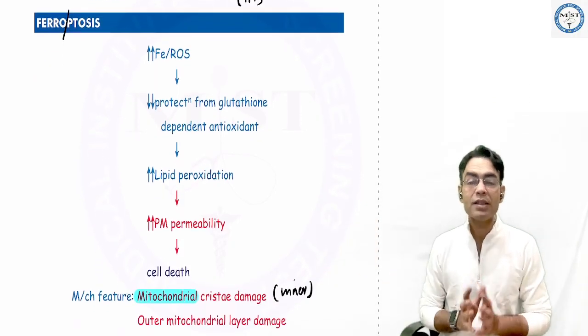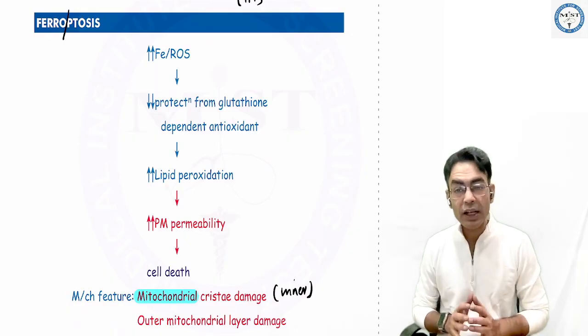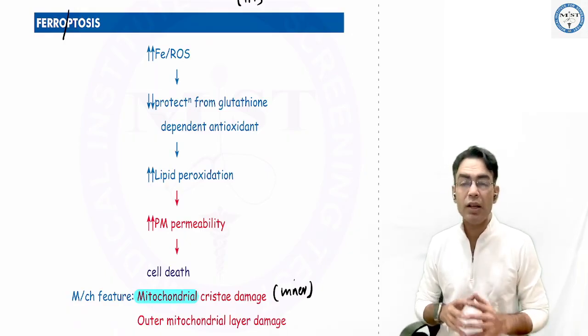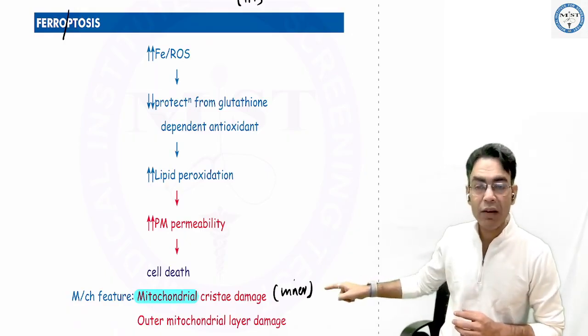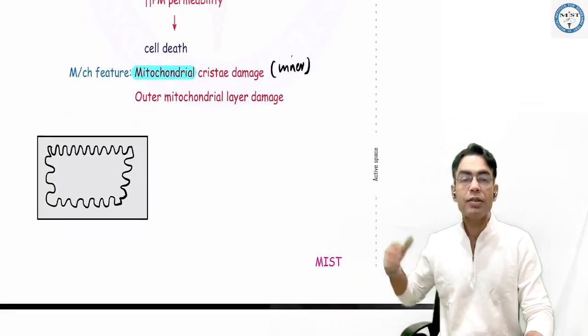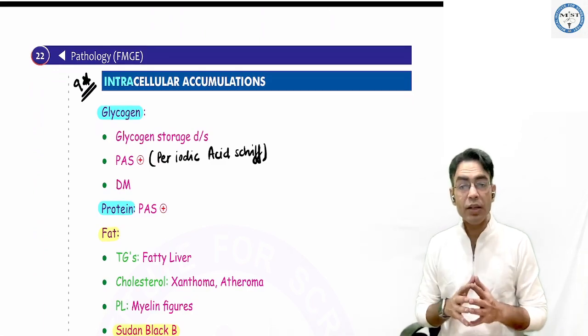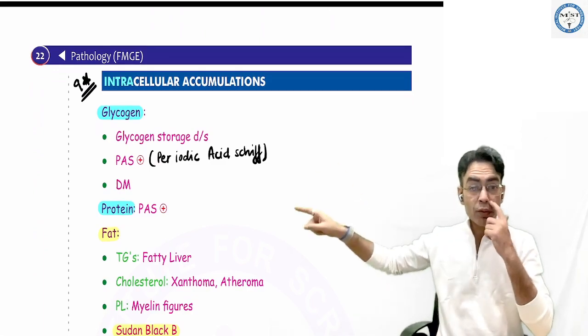The question which can come is: what is the organelle which is going to be damaged first in ferroptosis? That is your mitochondria. And which part of the mitochondria? Please remember, the inner layer of the mitochondria is the first thing to be damaged in ferroptosis. Then we come to the last part, that is intracellular accumulation. In this intracellular accumulation, Chodu, you have glycogen, protein, and fat.